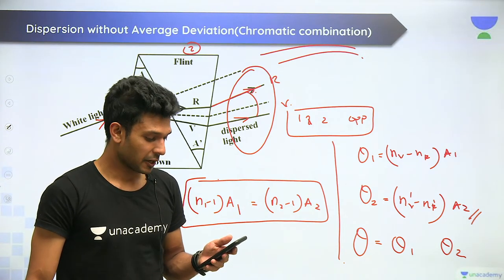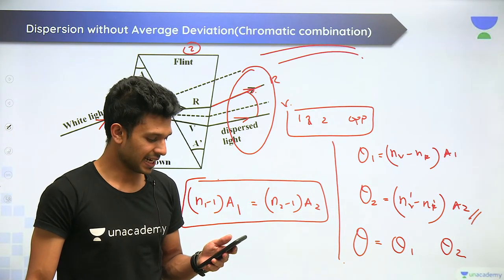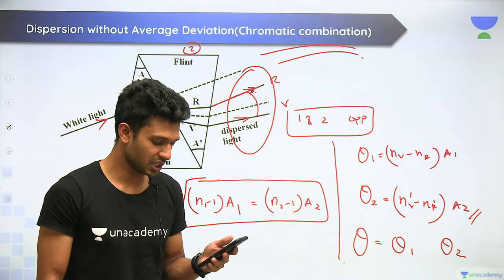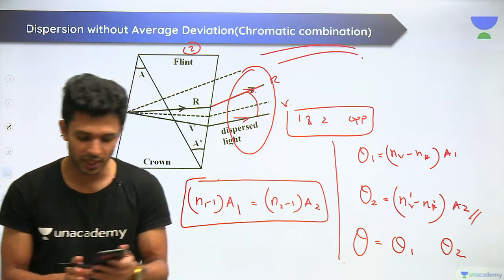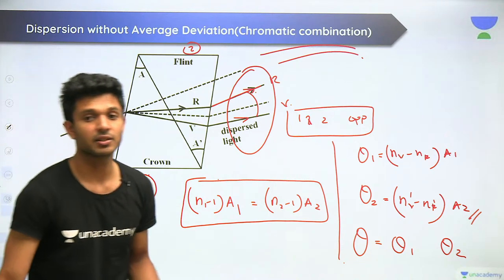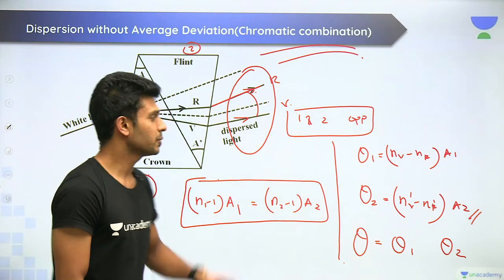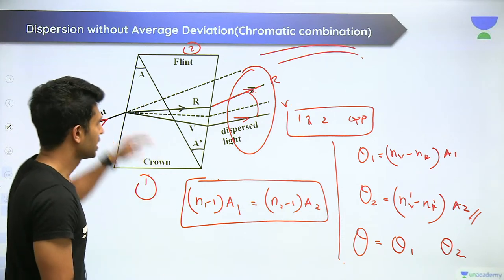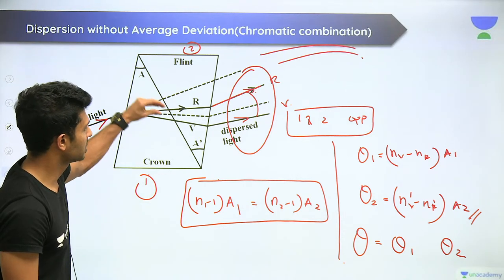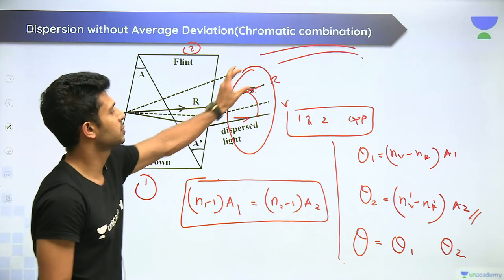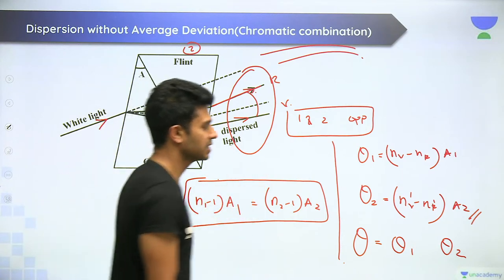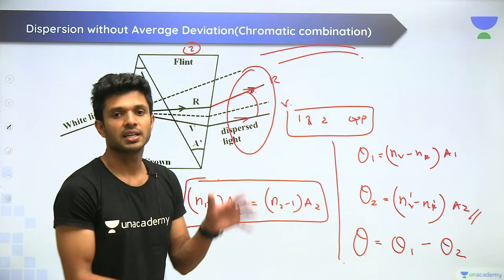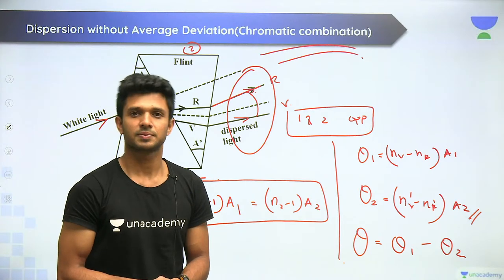Rupesh says plus. Lena says minus. Bharat says minus. Abhishek says minus. Very good. Vaishnavi, it is negative. Why? Because we already know these are undergoing the dispersion in the opposite direction, right? The first prism is dispersing towards down and the other one is dispersing towards up. So the net dispersion is theta 1 minus theta 2 because they are dispersing in the opposite direction.